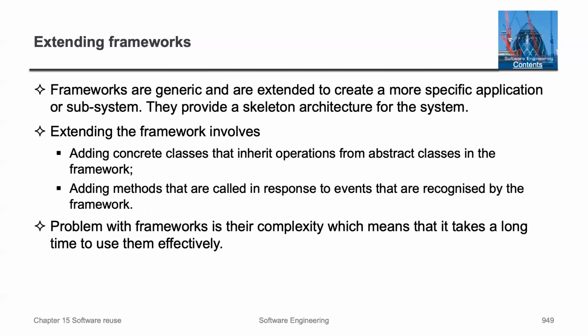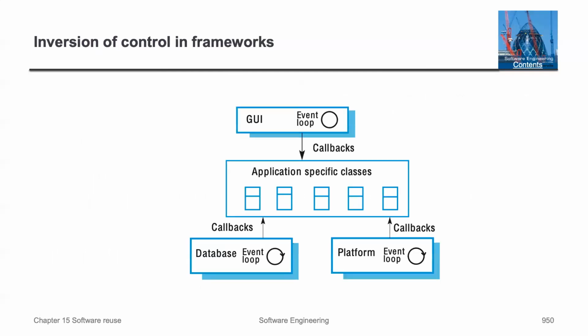For extending frameworks, frameworks are generic and are extended to create a more specific application or subsystem. They provide a skeleton architecture for the system. And so there's a possibility for extending the framework, and this involves adding concrete classes that inherit operations from abstract classes in the framework and adding methods that are called in response to events that are recognized by the framework. The problem with frameworks is their complexity, which means that it takes a long time to use them effectively.